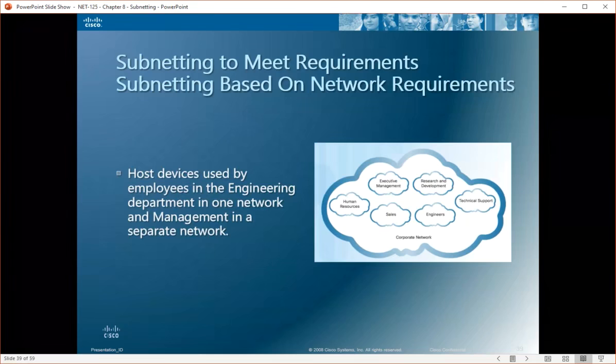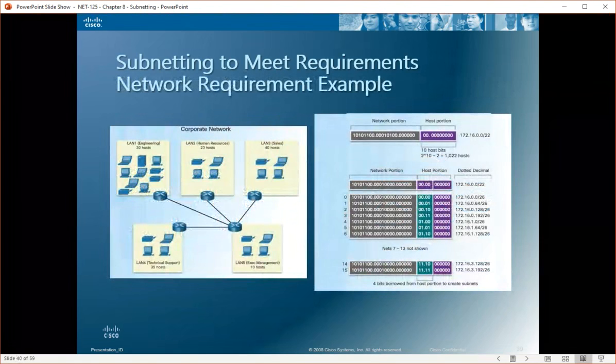So if we have a situation where the host devices used by the engineering department need to be tucked away in one network, management needs to be tucked away in another, human resources, sales, all of these need to be separated, then we would say, okay, well, we need 6 subnets. Or maybe each area needs a different set of subnets. But the real trick is we've talked so far about equal-sized subnets. Well, what if we needed different-sized subnets?